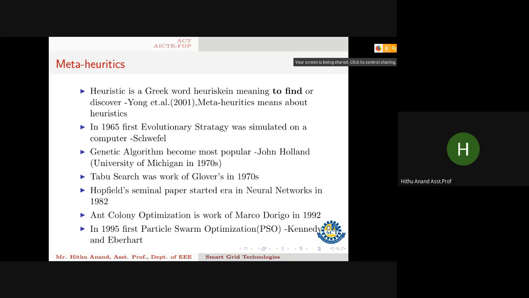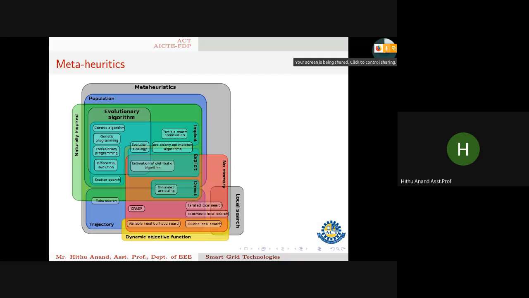It was introduced in 1992 by Mr. Dorigo. Then in 1995, particle swarm optimization. This is the algorithm I have used in solving the problems I faced in power systems. This is how it is classified. I have taken this from Wikipedia, and I believe it is a nice classification.